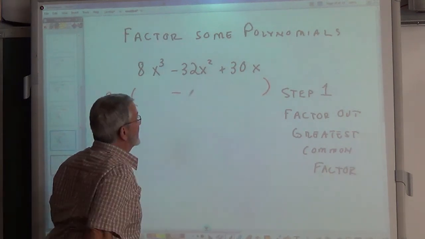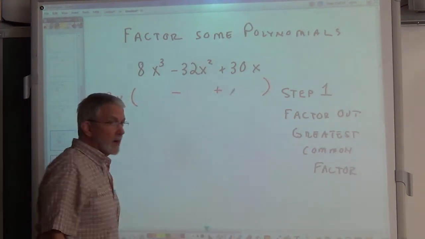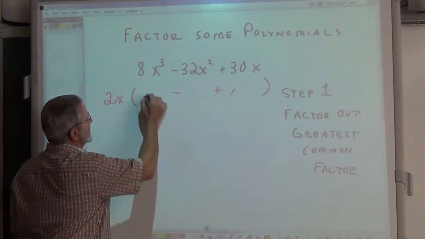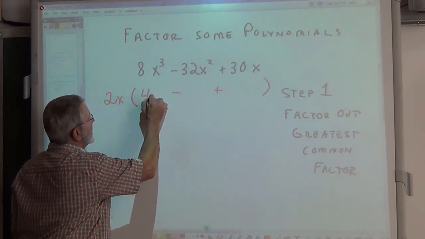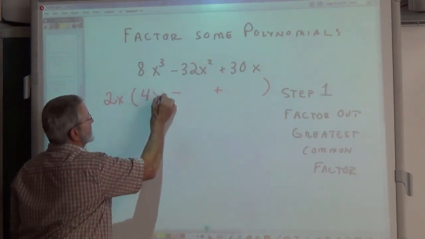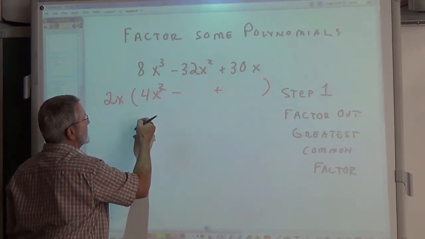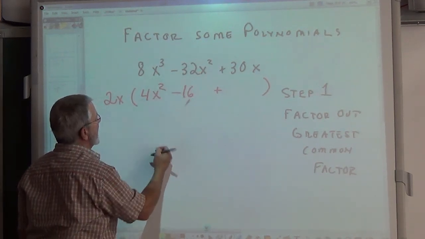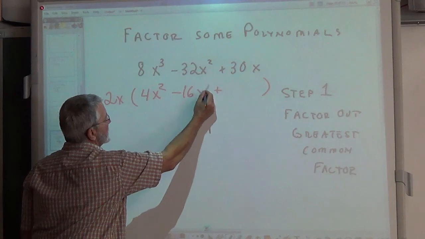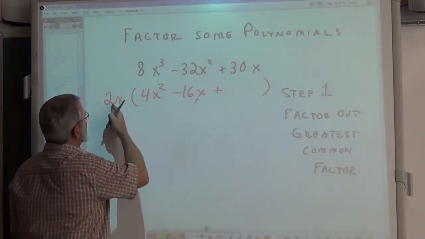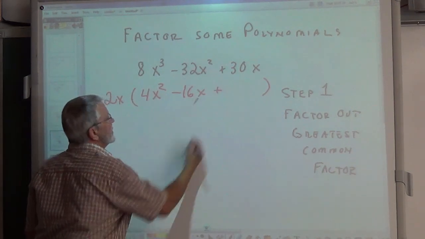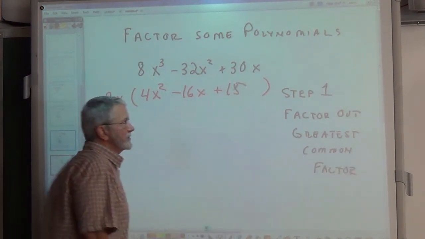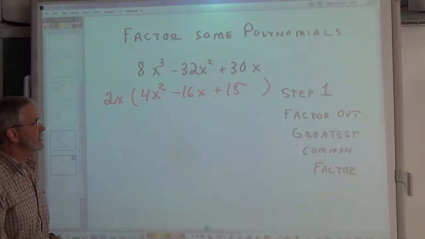You can drop that negative down, drop that positive down right there. 2x times what is 8x cubed? Looks like that's going to be a 4. 2 times 4 is 8, and x times x squared is x cubed. 2 times what is 32? 16. Positive times negative is negative. X times what is x squared? That's an x. 2 times what is 30? 2 times 15. X times 1 is x, and right there is the factorization. That's factoring out the greatest common factor.